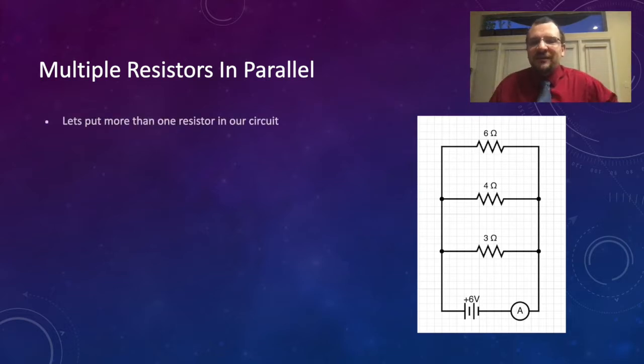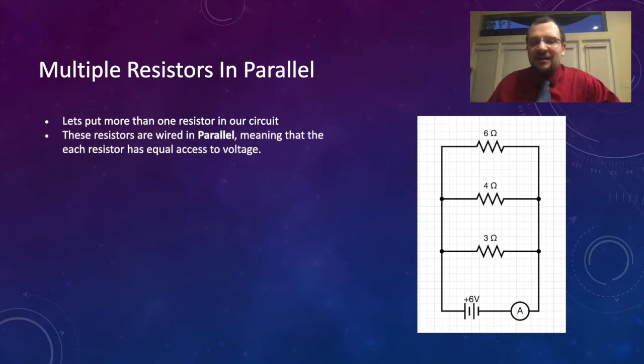So here we have put more than one resistor in our circuit, and specifically they are wired in parallel, meaning that each resistor has equal access to voltage. And that's going to be key for our definition of parallel circuits: it means equal access to voltage. Now, the way that this circuit diagram is drawn, it also fits the geometry definition of parallel, namely one's on top of the other on top of the other.